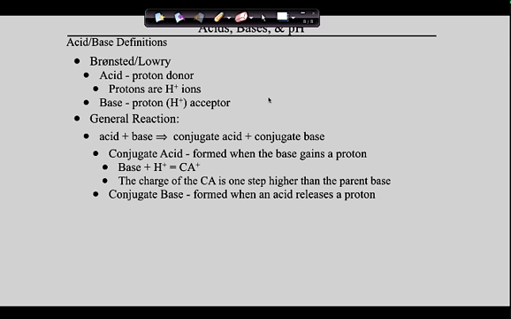And then guys, conjugate bases are formed when an acid releases a proton. I know I'm going fast, I'll stop in a minute. Conjugate bases are formed when an acid releases a proton. So you could say acid minus proton is the conjugate base. And notice that the charge goes down by 1.